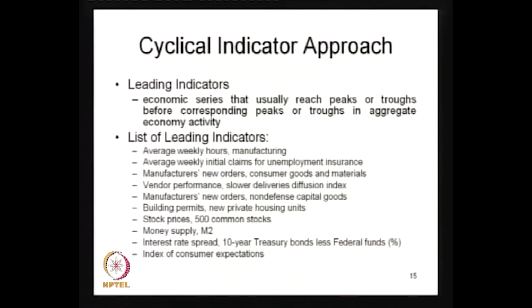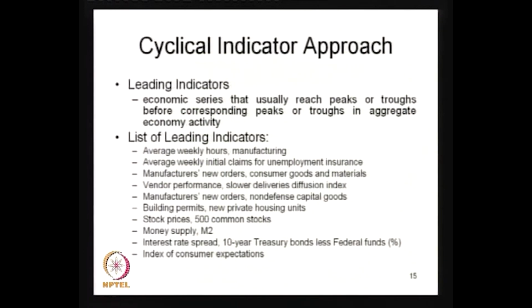Average weekly initial claims for unemployment insurance, manufacturers' new orders for consumer goods and materials, then you have got vendor performance, slower delivery diffusion index, then manufacturers' new orders for non-defense capital goods, then you have got building permits, then you have got new private housing units.